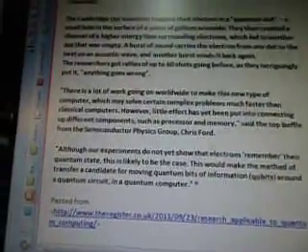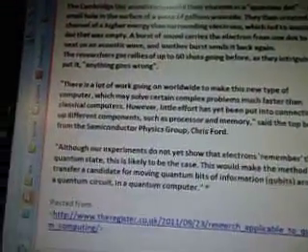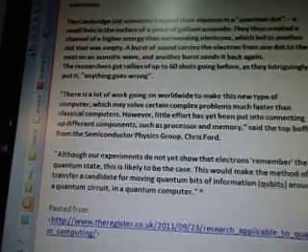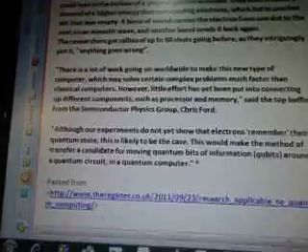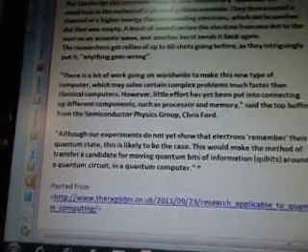There's a lot of work going on worldwide to make this new type of computer, which may solve certain complex problems much faster than classical computers. However, little effort has yet been put into connecting up different components, such as processor and memory.